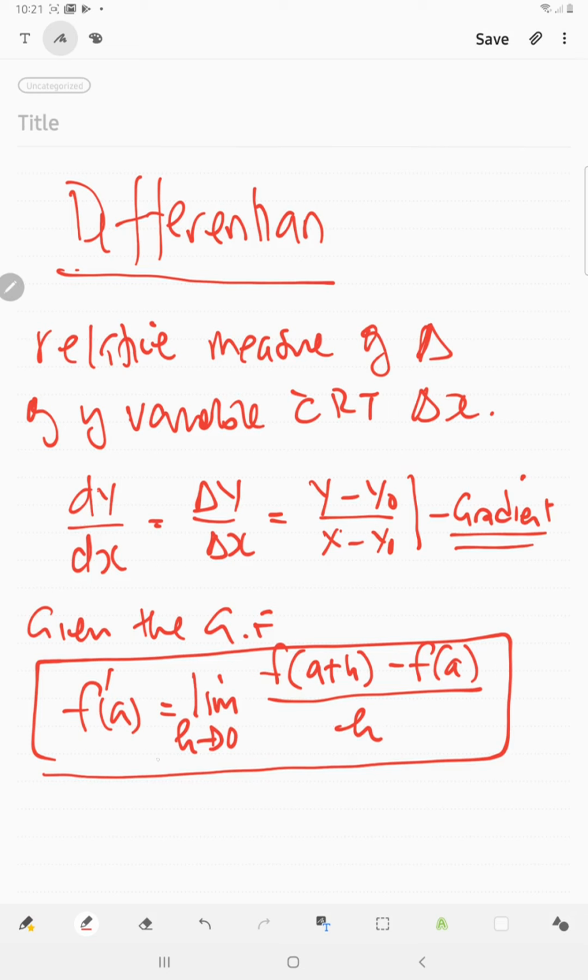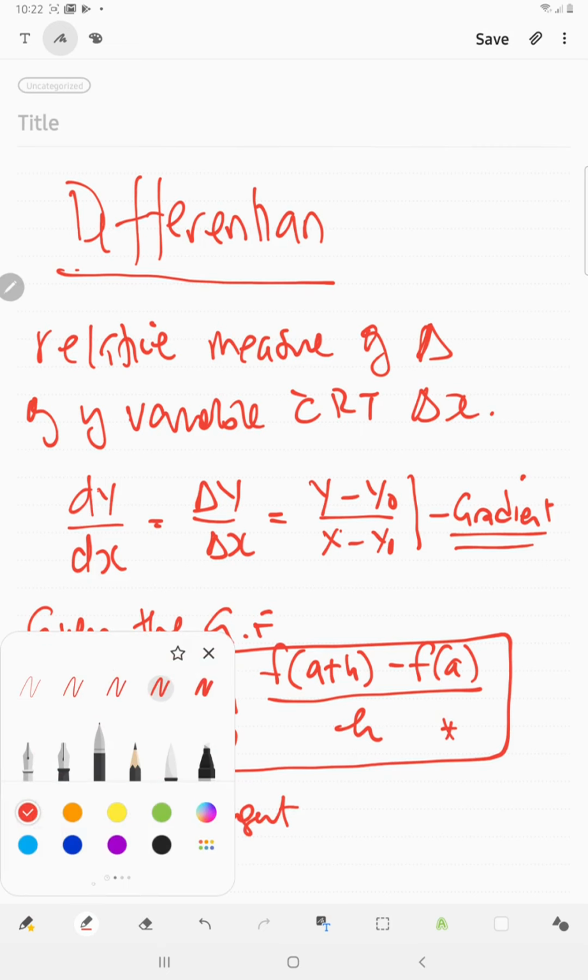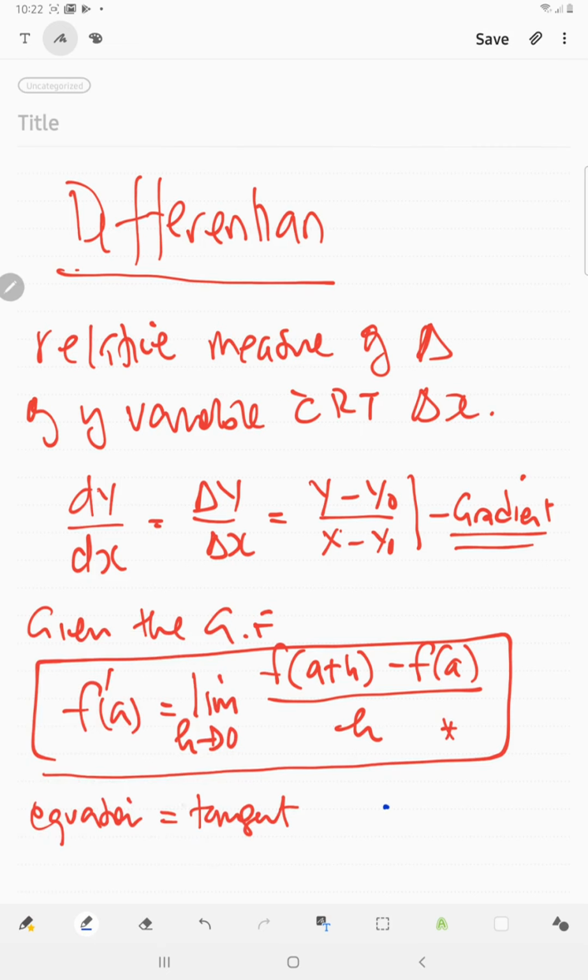So if we now want to get the gradient, we can even have an equation for the tangent which can be associated with this curve. This particular tangent is given by this formula: y equals f prime of a times (x minus a). So this is actually the equation that can be associated with the derivative.